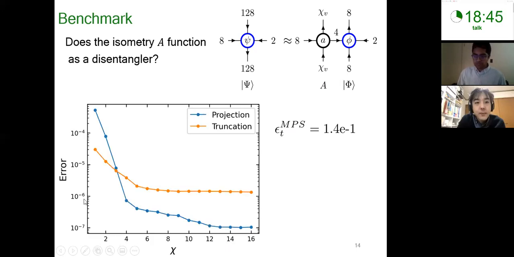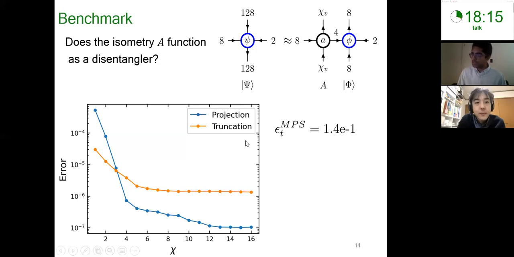So what we've done here is just calculate the errors of this splitting procedure as a function of chi v, so as a function of the vertical bond dimension of A. And what we notice is that as chi increases, both the projection and the truncation errors decrease by several orders of magnitude, indicating that this isometry column A is doing a very good job of disentangling this wave function and allowing for an efficient splitting of the two-sided MPS.